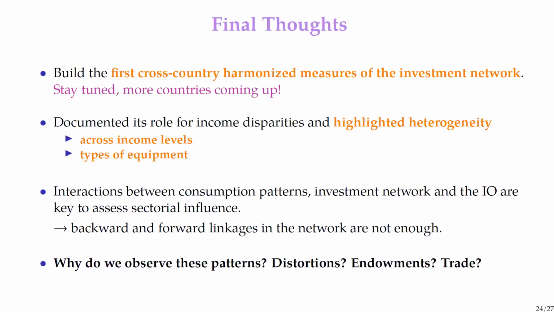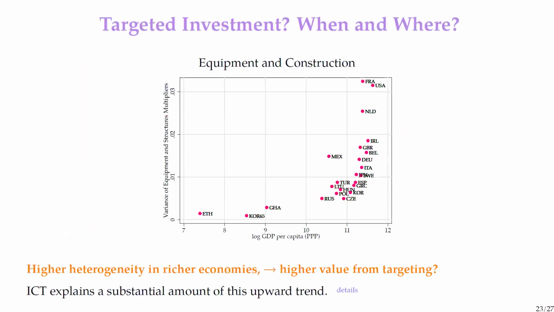Related to Joe's question, that is a great point. Actually, there are two different things. One is the out degree of the investment network. The out degree measures the sum of the rows of the investment network: how important is a sector as a provider of investment to other sectors in the economy? For this graph, what I was showing is the variance in the influence vector.